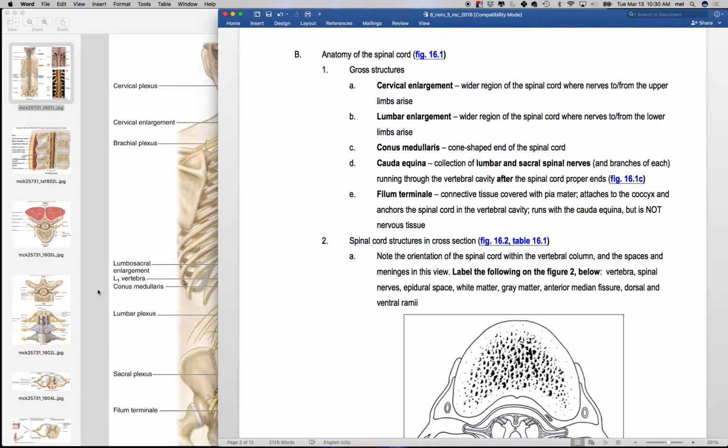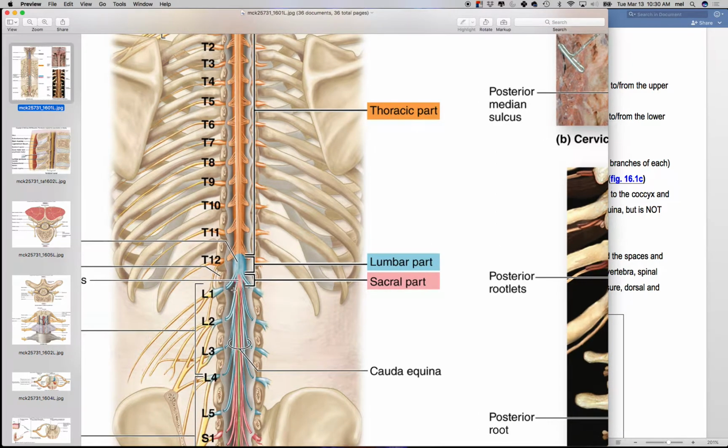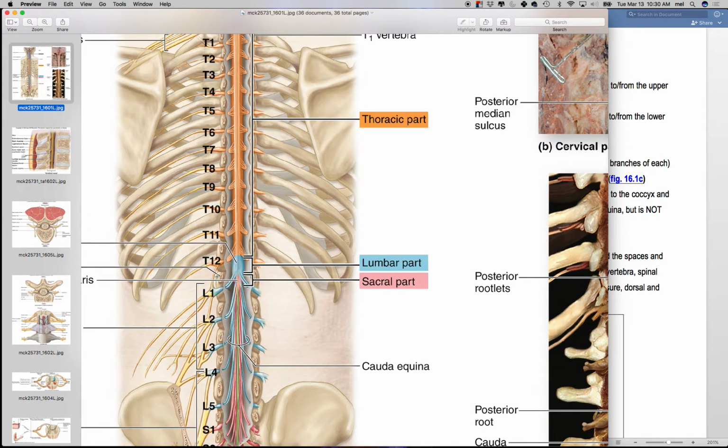Okay, so now let's move down. You have to watch this really carefully. And by the way, this is something you will really benefit by touching on the cadaver to reinforce what you're seeing right here, but I'll show it to you in pictures. The spinal cord proper ends at L1 or L2, in a place called the conus medullaris. It's a little cone-shaped end of the spinal cord proper, and conus medullaris literally means cone in the middle.